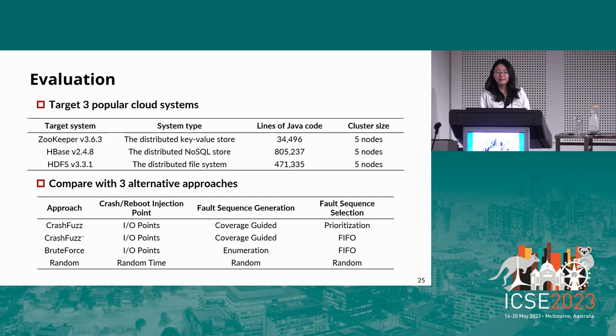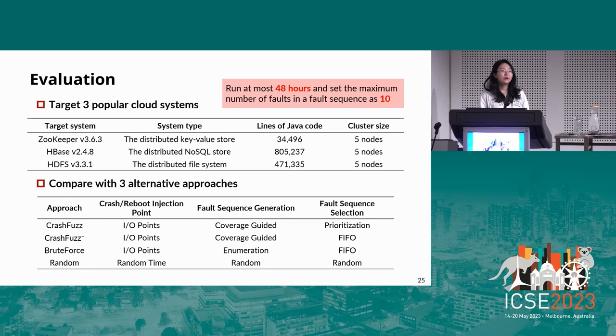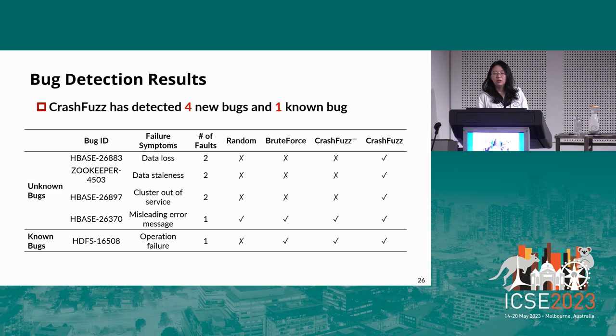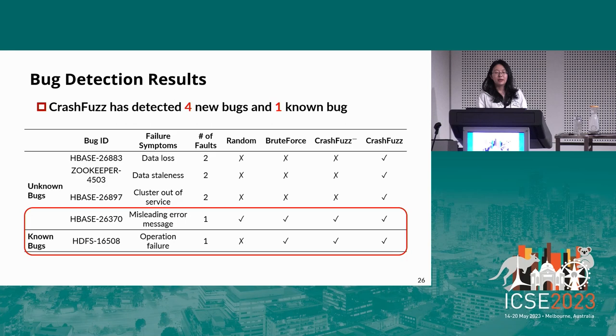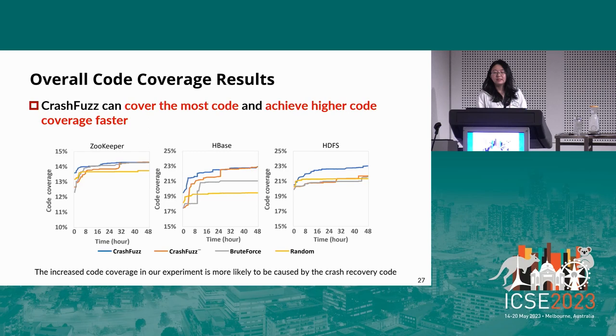We run the target system at most 48 hours and set the maximum number of faults in a fault sequence as 10. In total, CrashFuzz has detected 4 new bugs and 1 known bug. 2 of them can be detected by the alternative approaches. We also measure CrashFuzz's effectiveness in testing recovery behaviors of cloud systems through the overall code coverage. As shown in the figure, CrashFuzz can cover the most code and achieve higher code coverage faster compared with alternative approaches.